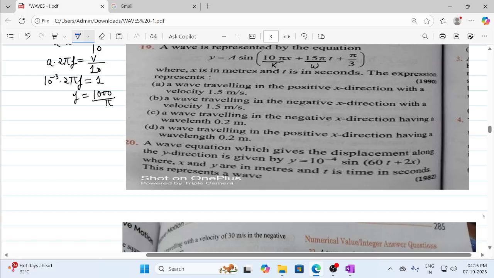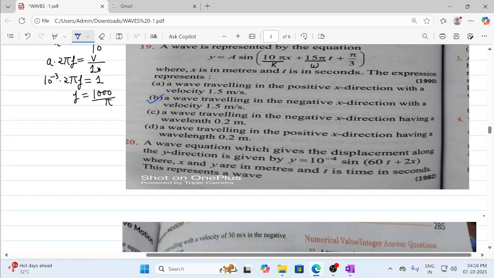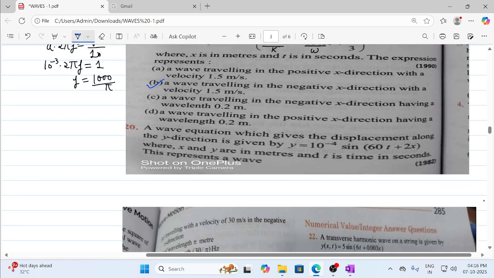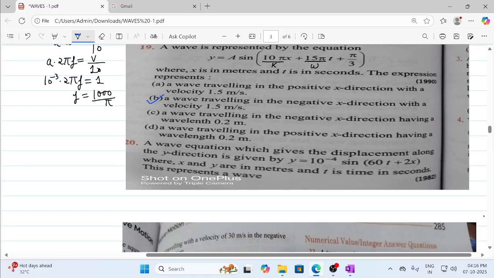How many options are there? Second or third? You can find the velocity, omega by k, 3 by 2, that is 1.5. So it will be the second option. Clear? Wavelength is 2 pi by lambda. Which one? 2 pi by k. We'll get 0.2 also. Third option also we get. C. Acha, that is a different thing, right? Wavelength 0.2. If I am trying to find wavelength, 2 pi by k. So 2 pi by 10, 2 pi upon 10, 1 by 5, 0.2. C is also correct.